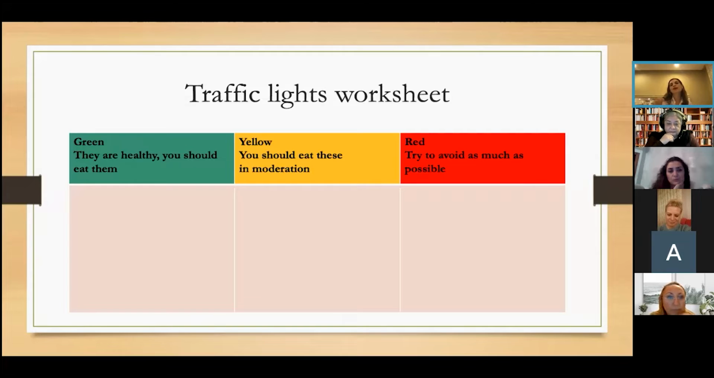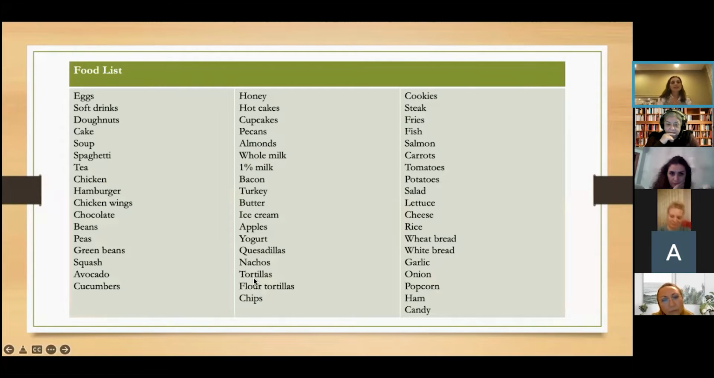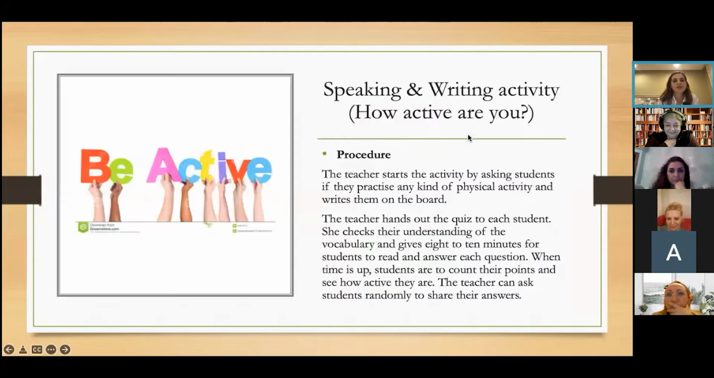So they should try to find out which food items they should try to avoid as much as possible in order to be more healthy. Here is the food list that they are given, and they should choose the food items from this list and write in that sheet, the traffic lights sheet. And the next activity is a speaking and writing activity.